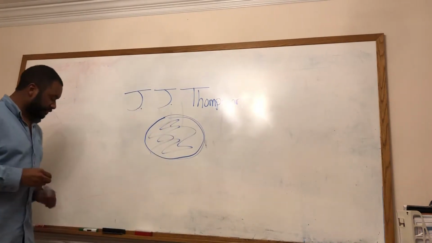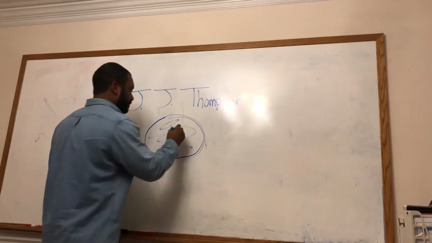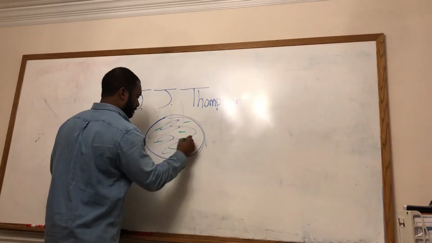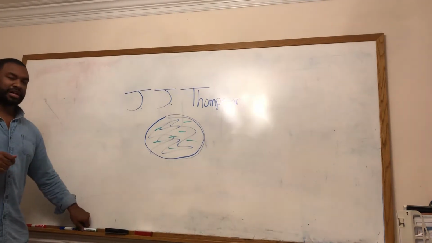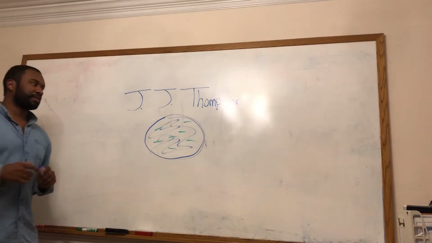So the blue's the positive part, and the green's going to be negative. You see how the green's evenly spread out throughout the positive. He called this the plum pudding model.